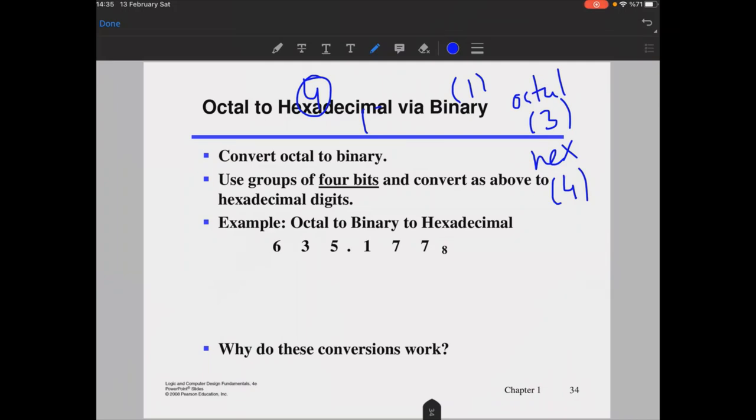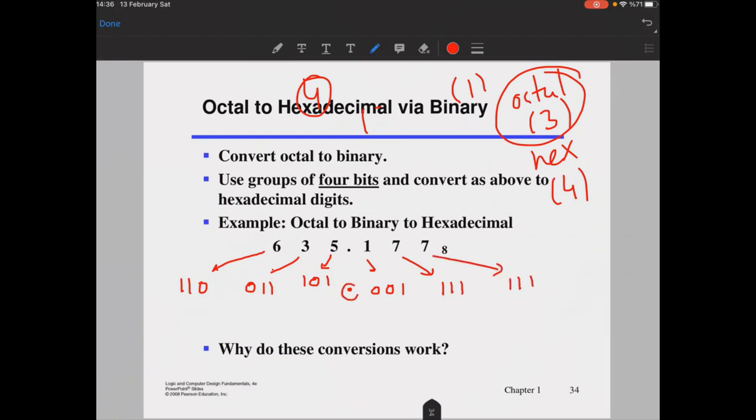Now let's try to convert this octal number to binary, then to hexadecimal. It's rather easy. Since this is octal, it can be defined by groups of three bits. So here you write 1, 0, 1, which is your 5, and 0, 1, 1 is your 3, and 1, 1, 0 is your 6. And this is your radix point, right? This one will be 0, 0, 1. This one will be 1, 1, 1. This one will be 1, 1, 1. Now the conversion from octal to binary is finished. You don't do any divisions or anything like this. Just group the bits together. That's it.